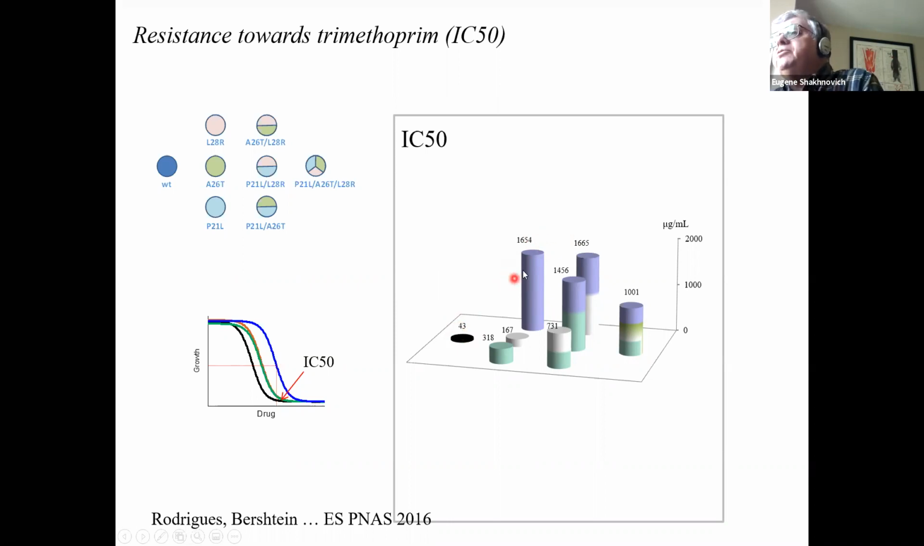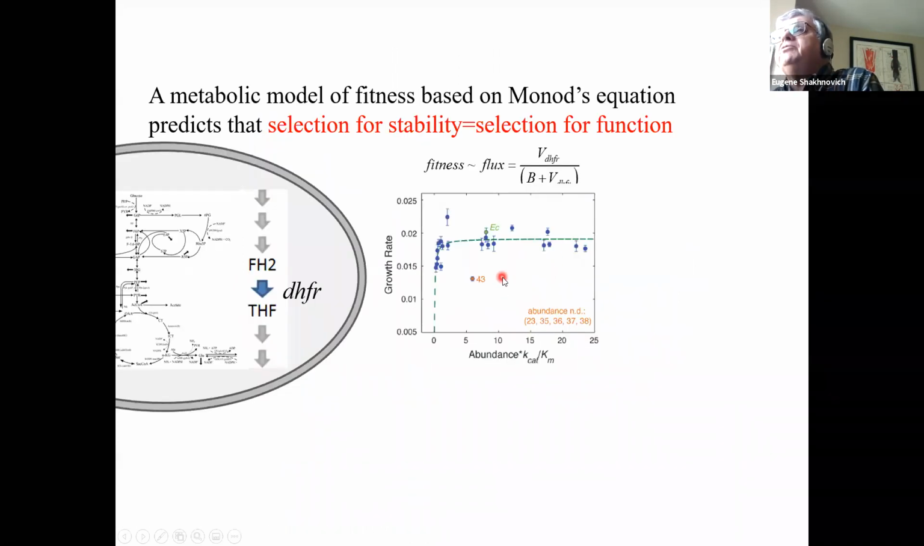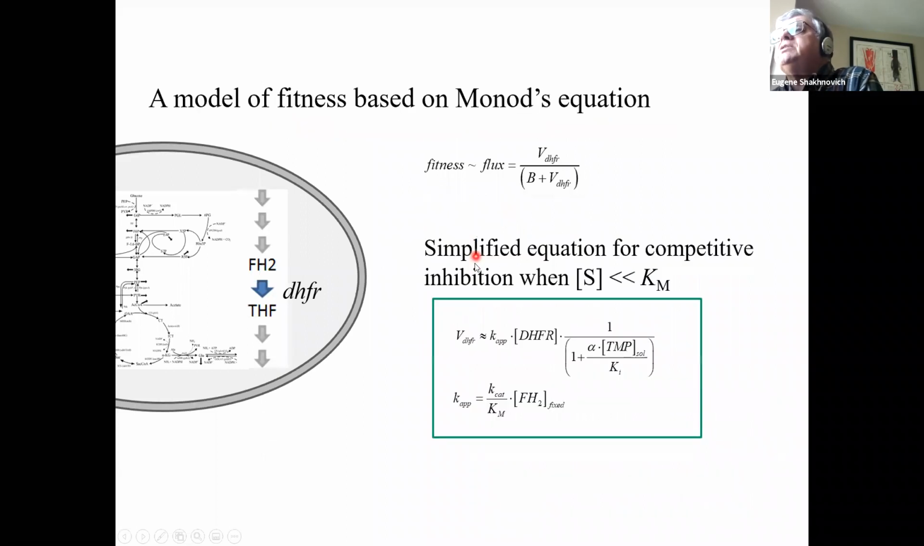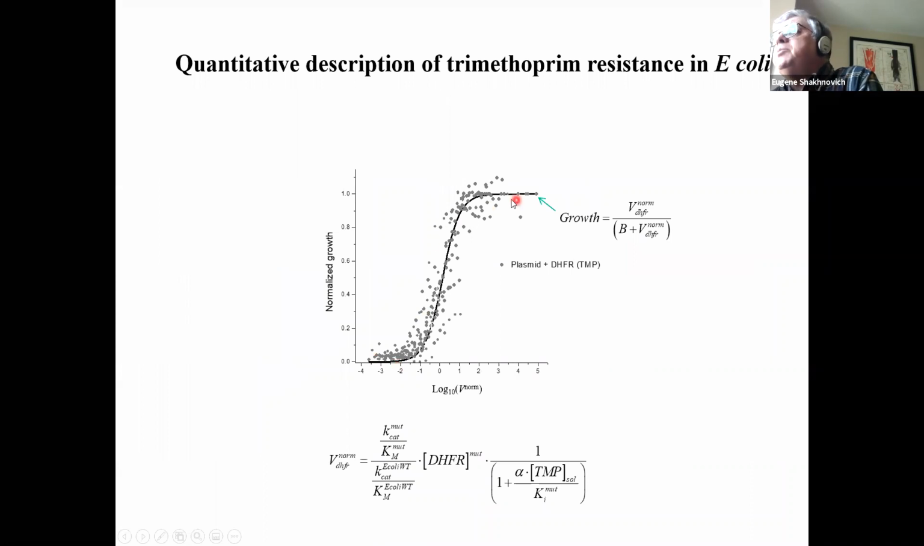And then again, we tried to predict this IC50 from purely molecular properties of DHFR. I don't have time to go into great detail, but the point is that if we use flux as a proxy for fitness, and then we can relate flux with individual molecular properties of DHFR, we can indeed see that for many variants, with trimethoprim, without trimethoprim, etc., this is the flux balance theory prediction, the metabolic balance theory prediction. And this is the data, and you see that they follow the data reasonably well.